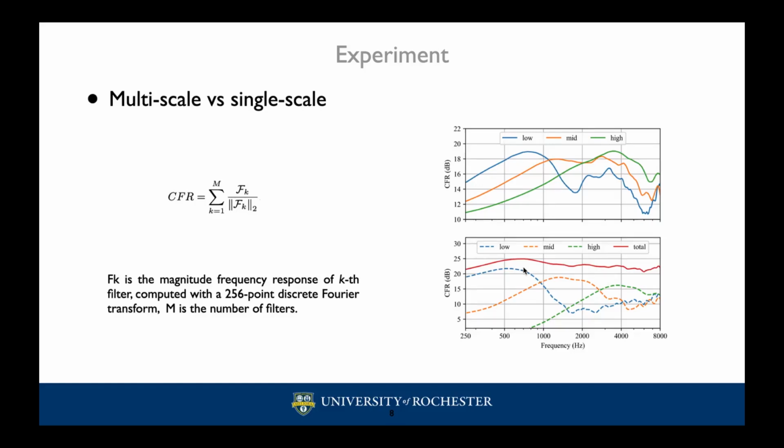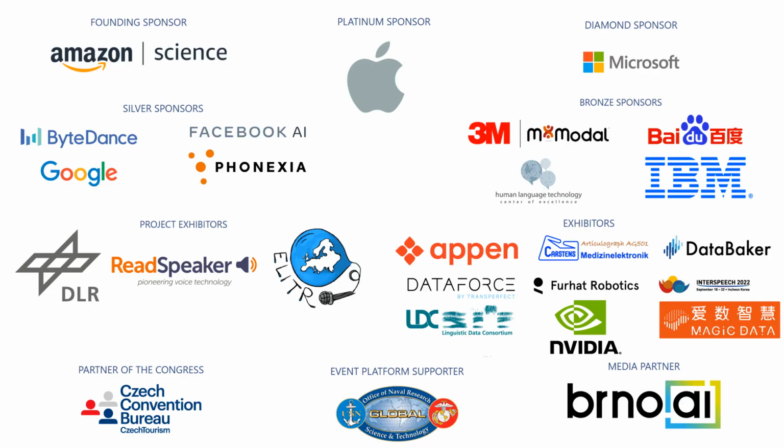To better understand what time domain filters capture during training, we compute the cumulative frequency response of the first layer. We can see that different single-scale version filters focus on different regions of the spectrogram, while the multi-scale case learns a relatively flat response over the whole spectrogram.